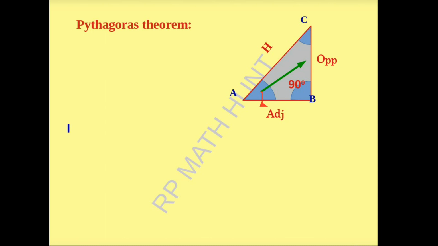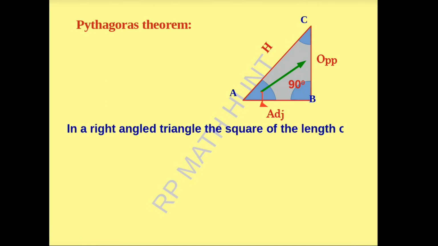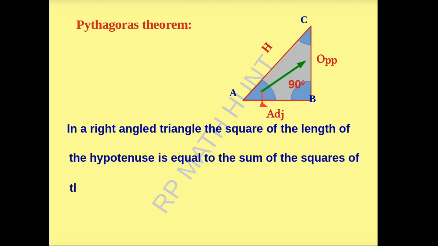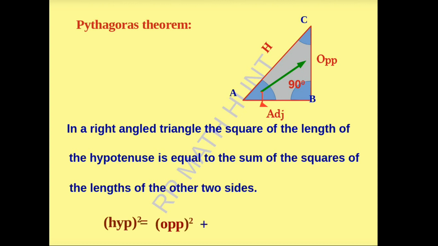Pythagoras theorem. In a right angled triangle, the square of the length of the hypotenuse is equal to the sum of the squares of the lengths of the other two sides. Hypotenuse square is equal to opposite square plus adjacent square.